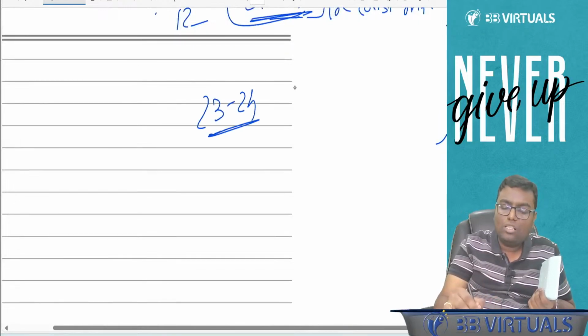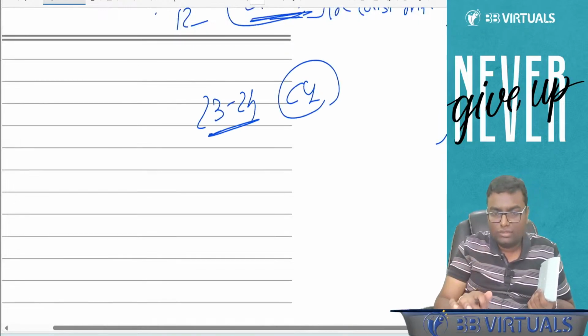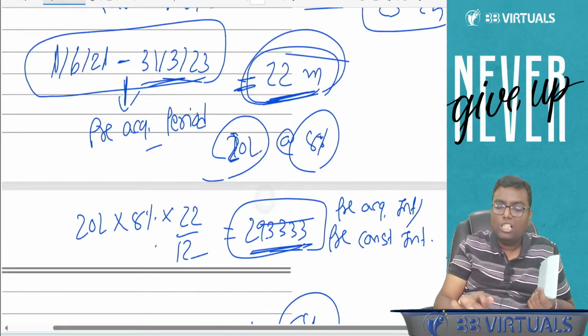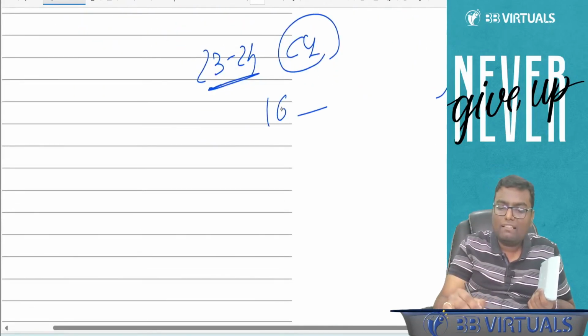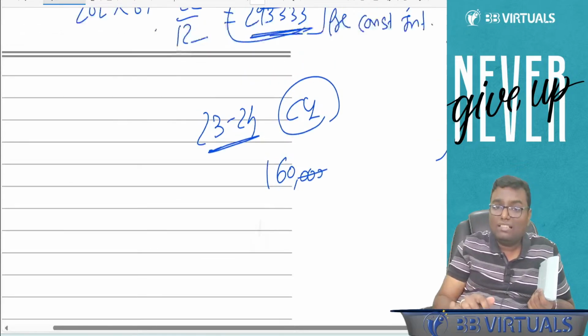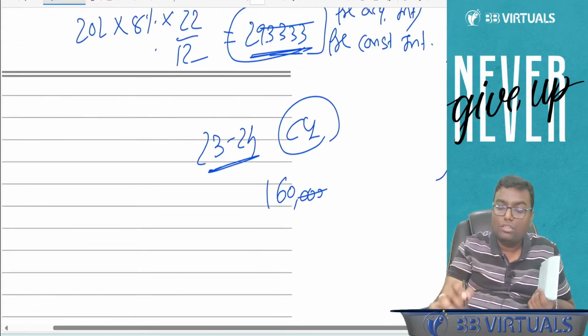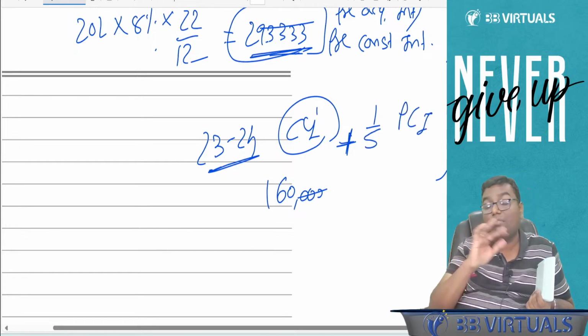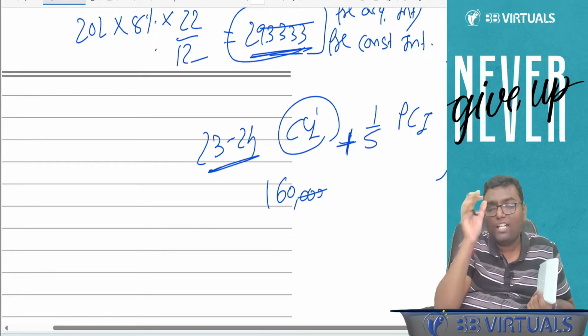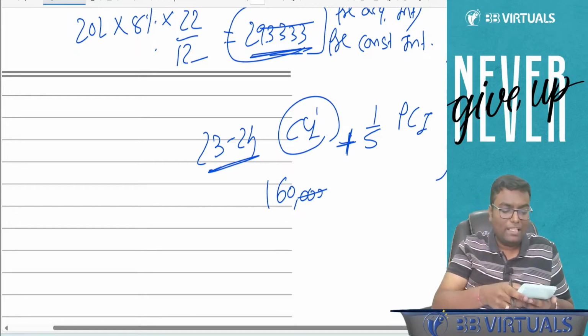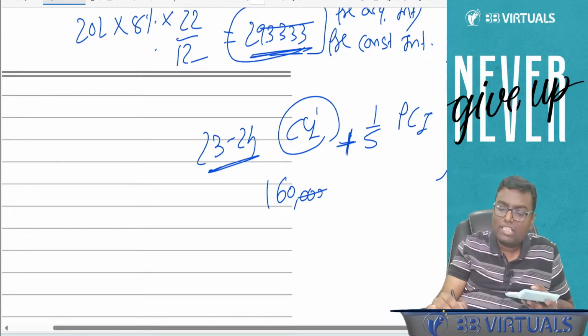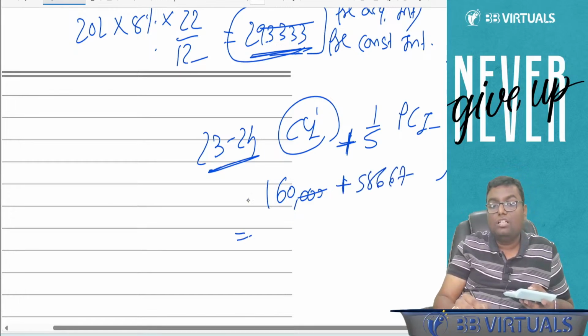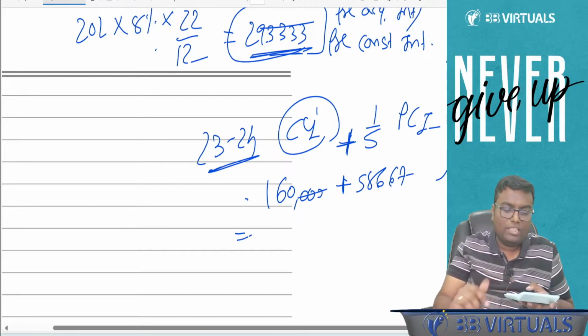So what will happen in 23-24? There will be current year ka interest. That year ka interest, 20 lakh into 8% comes to 1,60,000. I will get this interest as a deduction for sure. Plus I will get 1/5 of pre-construction interest because it is to be amortized over a tenure of 5 years. So 2,93,333 divided by 5 per year, how much deduction I will get additionally? 58,667. Total, how much deduction I will get over here?